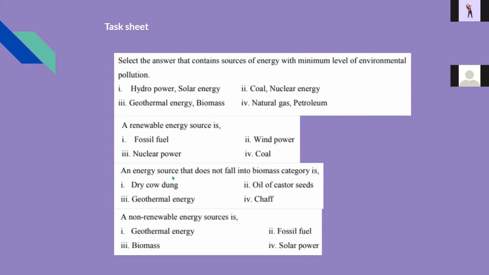Source, right? An energy source that does not fall into the biomass category is what? What is the biomass category? Dry cow dung, geothermal energy, oil of gas turbines. Geothermal energy does not fall into the biomass category. Biomass means related to living beings, trees or animals, right? Then this is geothermal energy.